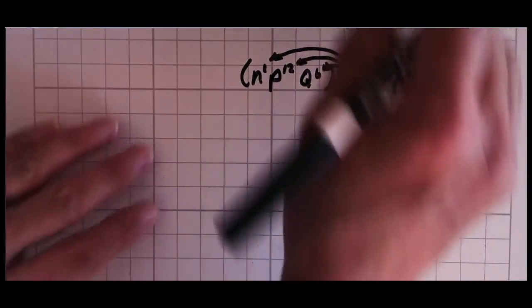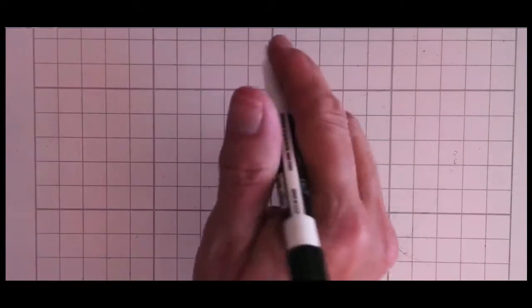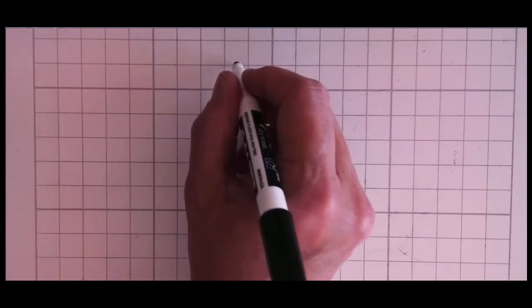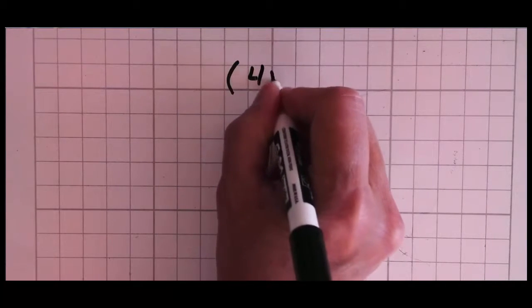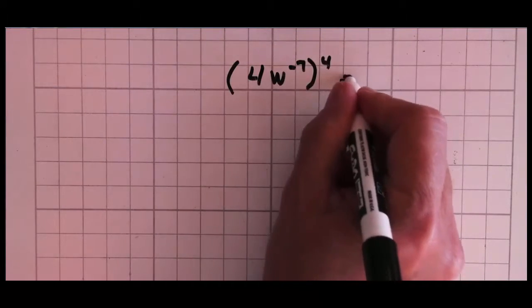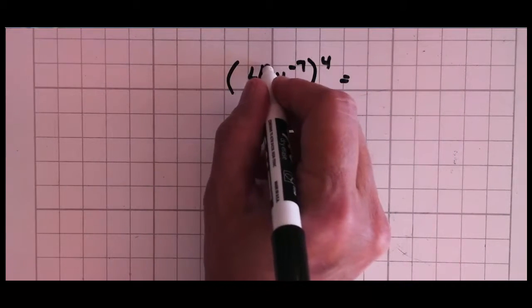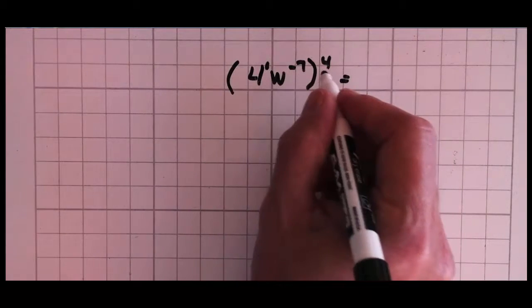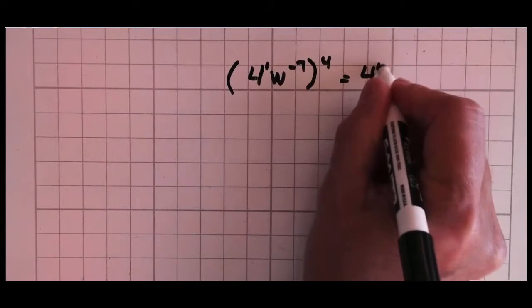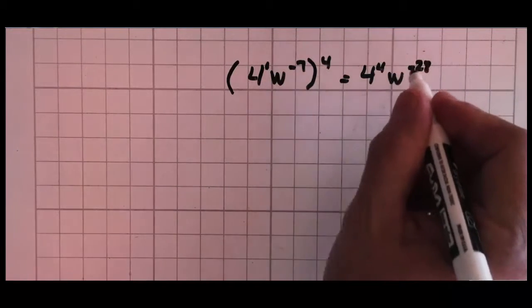Now those are pretty easy, and in fact most problems using the power rule are easy. Keep in mind though that sometimes in the parentheses you're going to have numbers as well as variables. But the same rule applies. This is basically 4 to the 1st. So it becomes 4 to the 4th, w to the negative 28th.